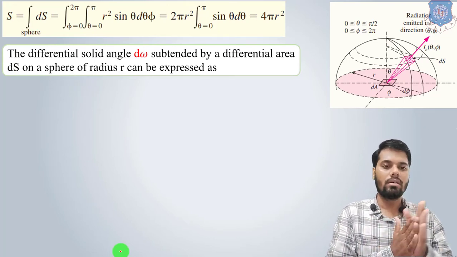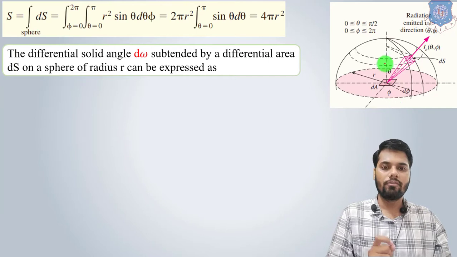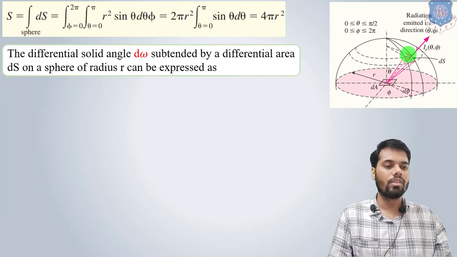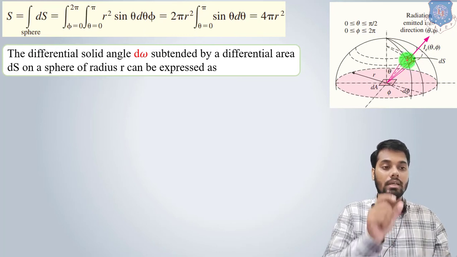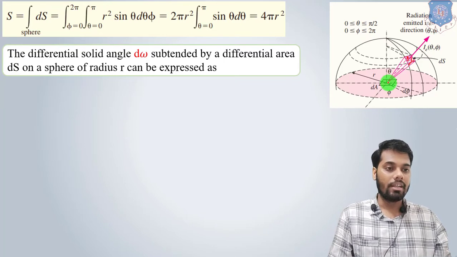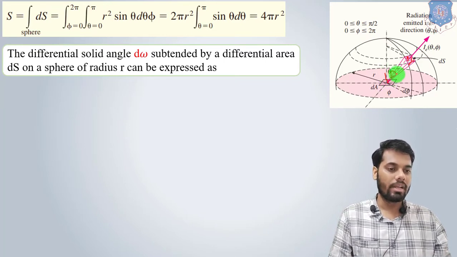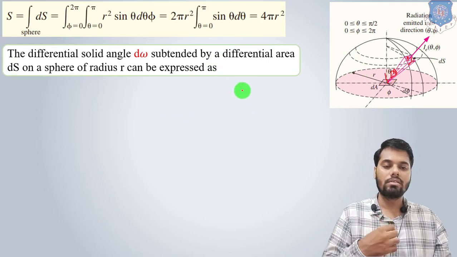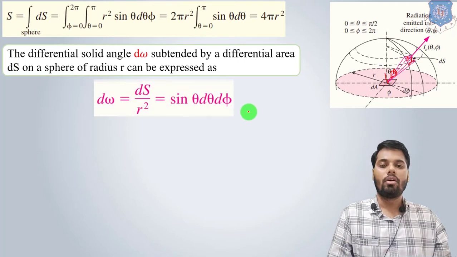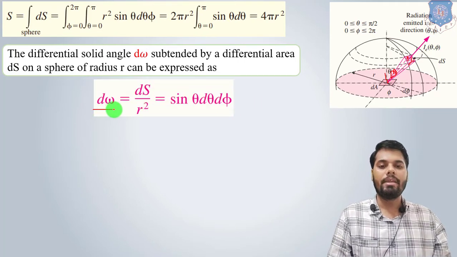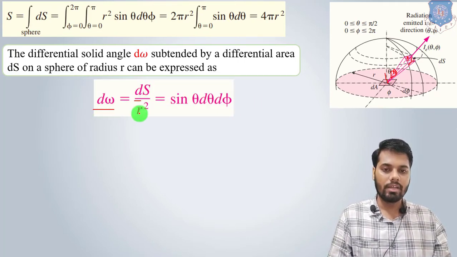So we can define the solid angle. The differential solid angle d omega, here in the figure, this is our differential area. The solid angle is formed by this differential area by connecting all the endpoints with the center of the sphere from where the electromagnetic wave is emitted. So this solid angle, which is subtended by this area on a sphere of radius r, can be expressed as d omega equals ds by r square.